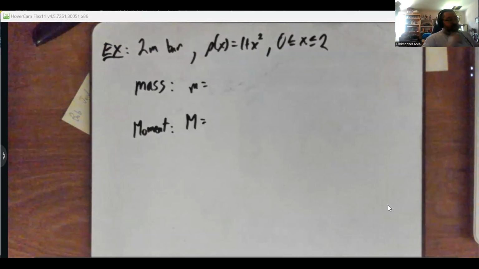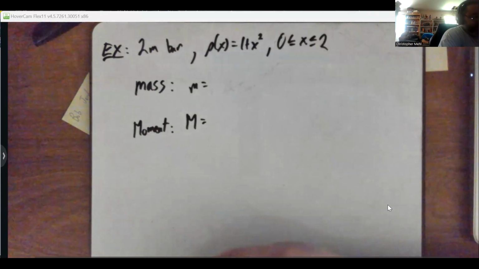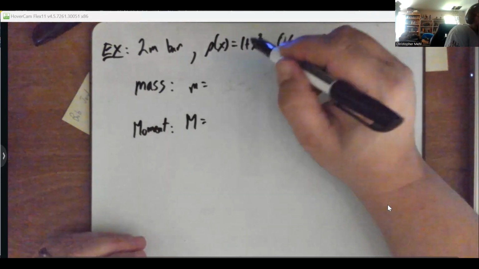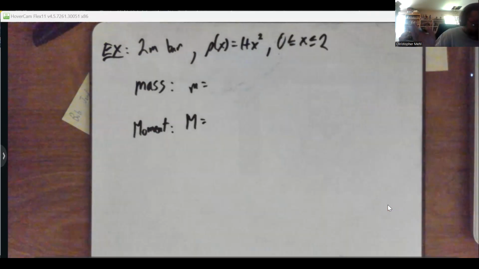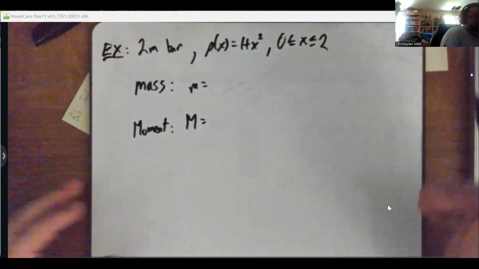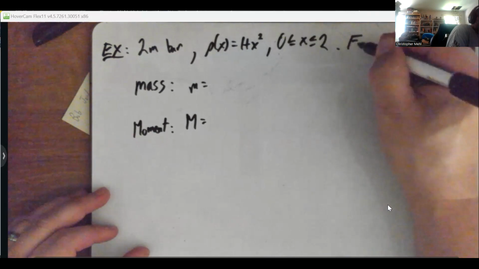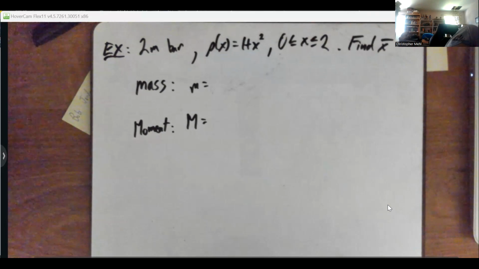So we'll finish up center of mass with an example. Okay, so let's suppose we have a 2-meter metal bar. And this metal bar is made of an alloy where the density varies with 1 plus x squared, where x runs from 0 to 2, so along the length. And we want to calculate the center of mass. All right. Find the center of mass.